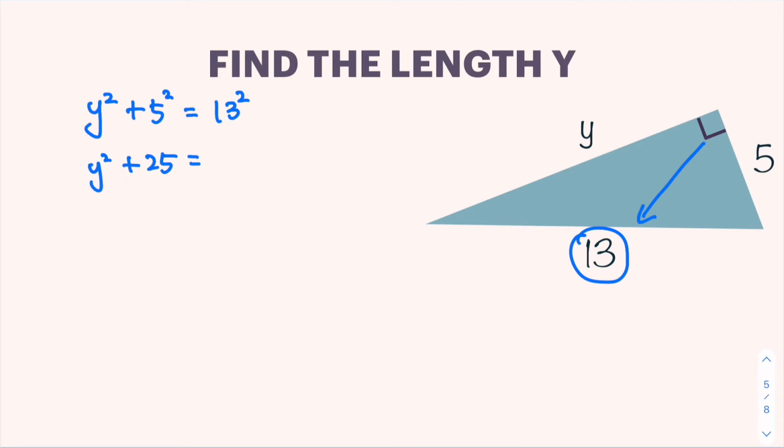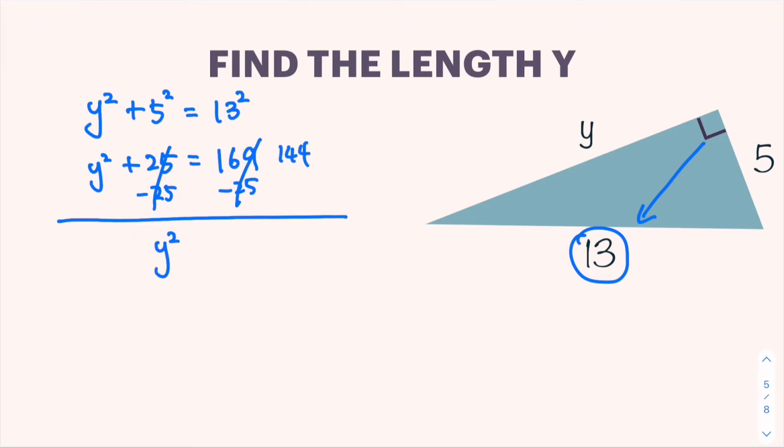13 times 13, which is 169. So now we take the opposite operation of adding 25. We subtract 25 from both sides, and that cancels out, and 169 minus 25 is 144. So we have y squared is equal to 144.